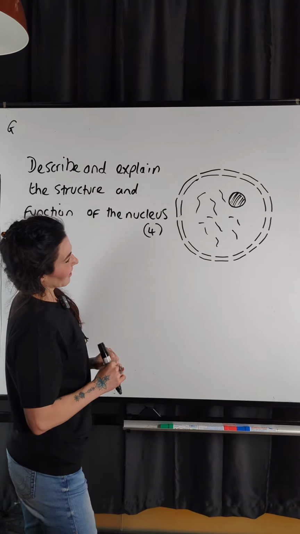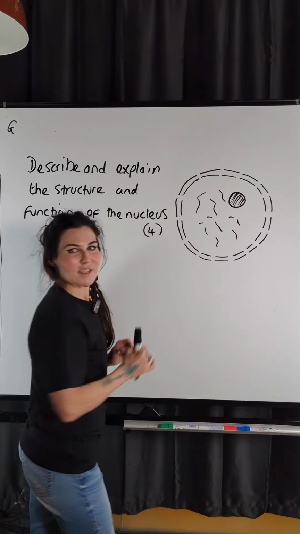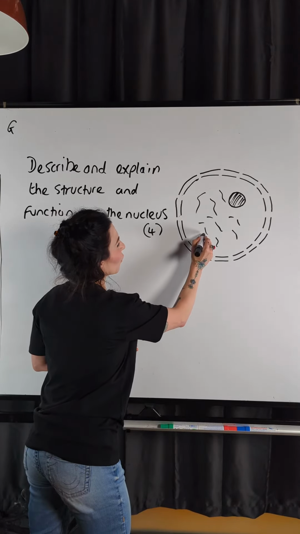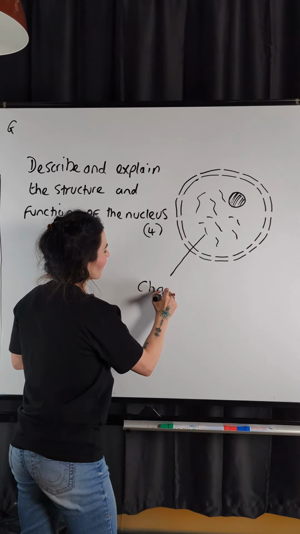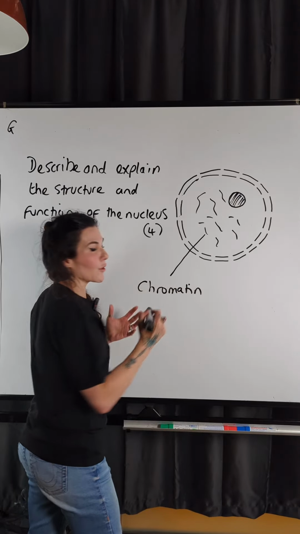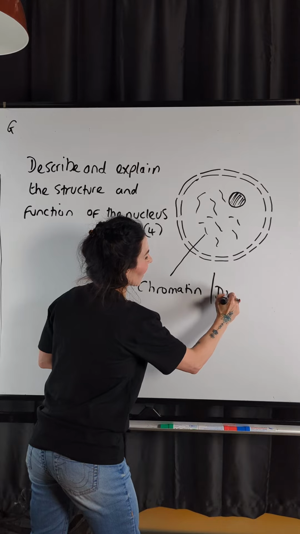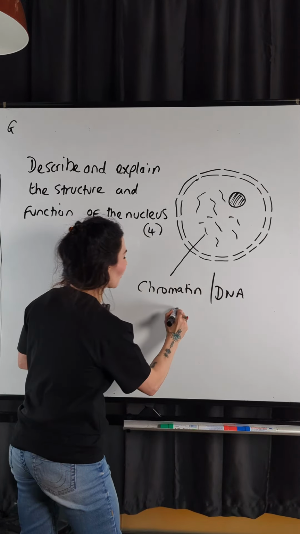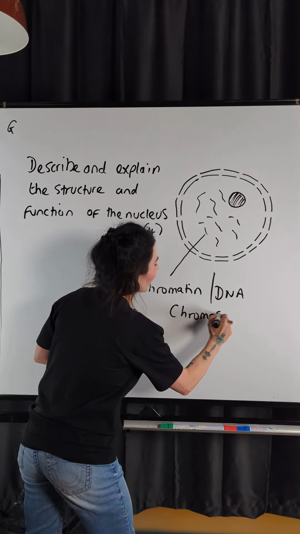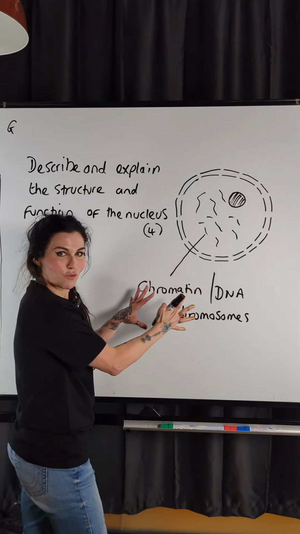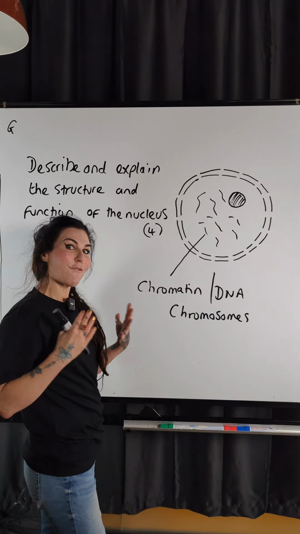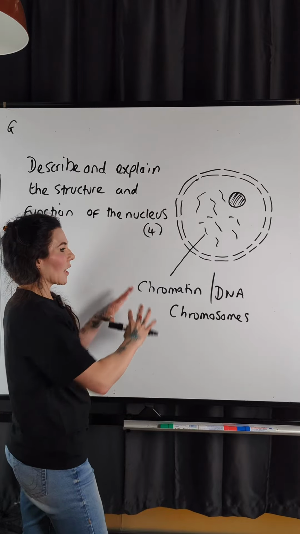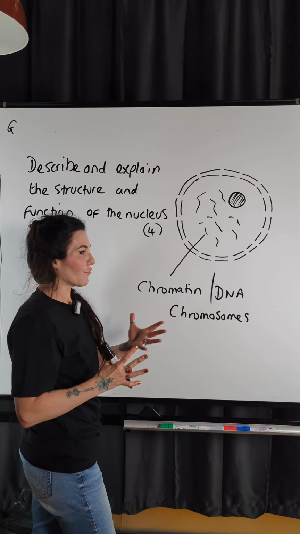Right, let's get started. So here we have this grainy material in the middle. We call this chromatin, but you can also call it DNA or even chromosomes. That's a structure, but then we have to think about function. What is it for? Now DNA, there's quite a few different roles here.